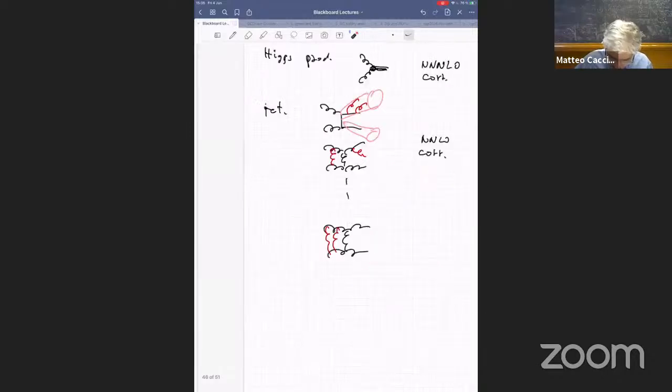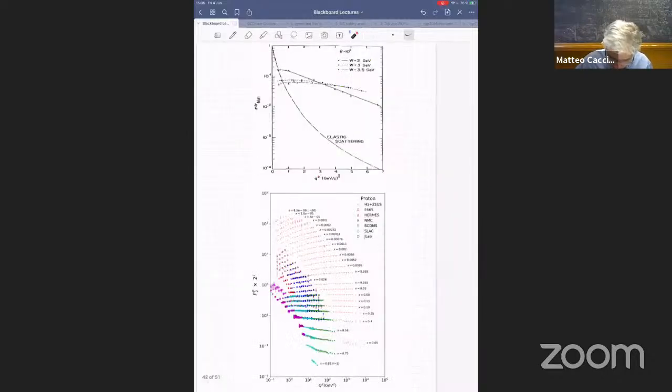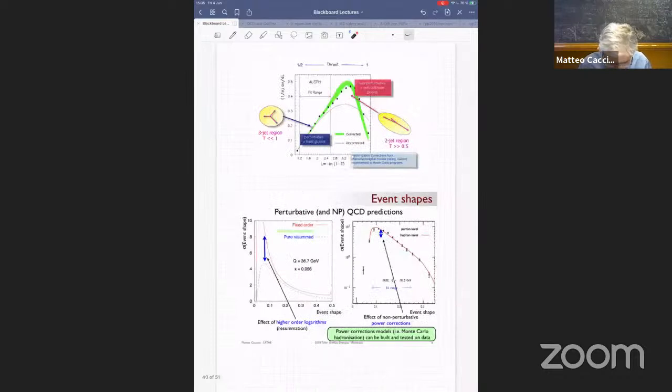It's not too different from what I had here, where in this region, as you can see, there is a big difference between the fixed order calculation and the resum calculation. So typically in these cases, you want to resum your calculation in order to improve it.